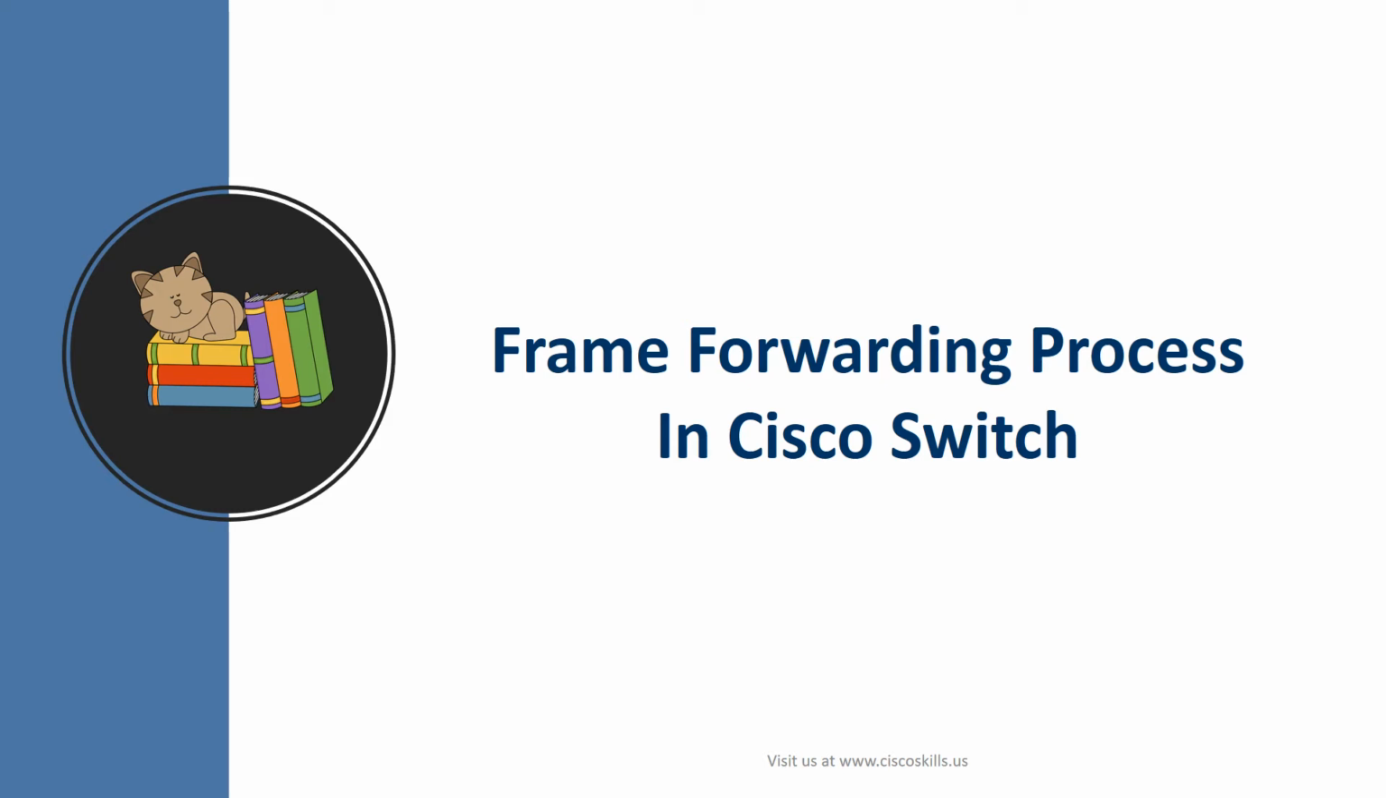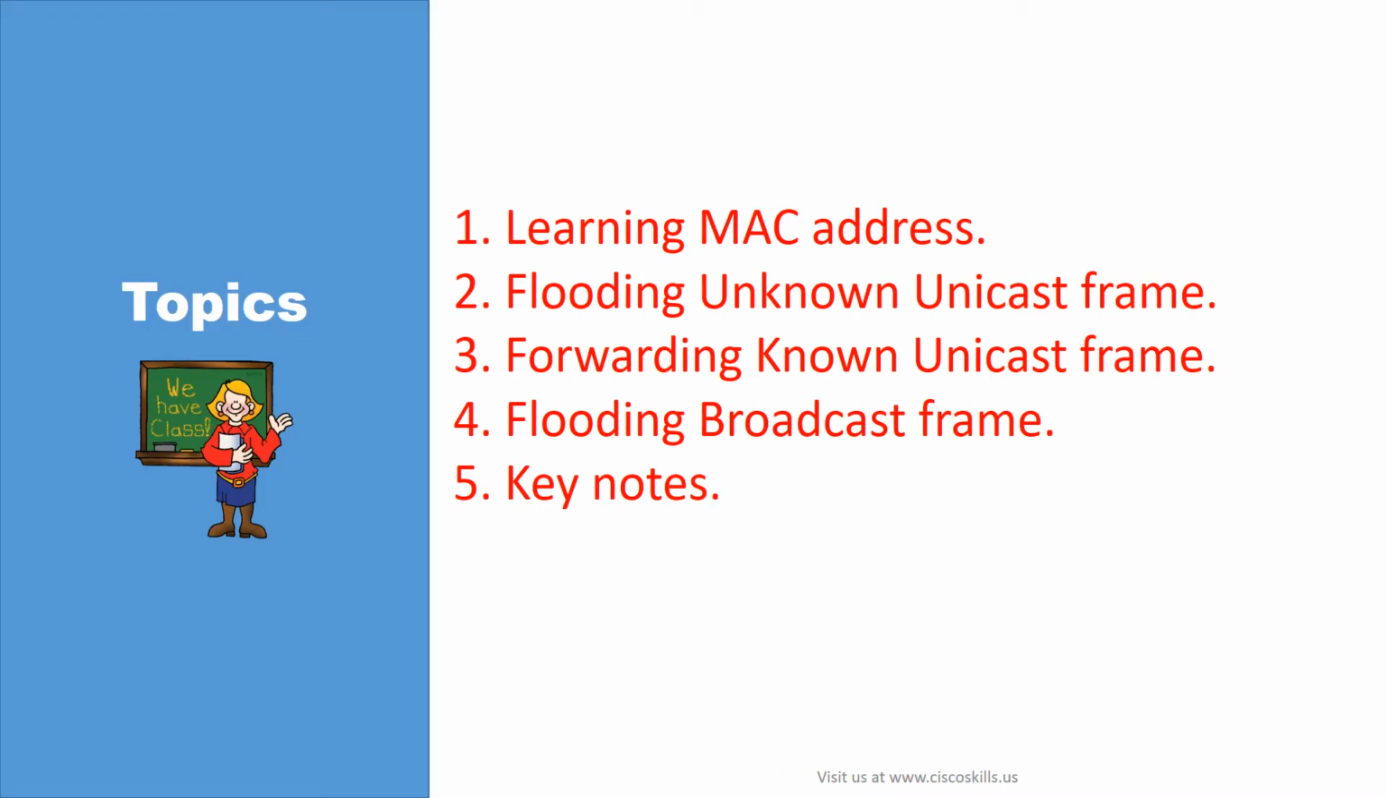In this lesson, we will learn about the frame forwarding process in Cisco switch. We'll learn about the following processes that a switch uses to forward Ethernet frames: learning MAC address, flooding unknown unicast frame, forwarding known unicast frame, and flooding broadcast frame. Finally, we'll sum up our lesson with the keynotes.